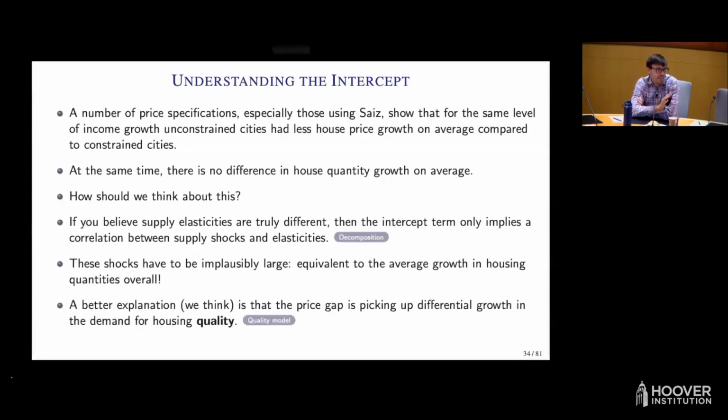We have what we think is a better story in the paper that I'm not going to go through here in detail, but it goes back to this idea that John mentioned earlier, that there are also quality margins in housing. If there's differential quality growth across these groups of cities, it will look like an intercept term. It will look like this housing is more expensive without unit growth because the houses on average have become nicer. And that's how you can rationalize the differences in intercept without appealing to what we think are implausible shocks to supply.